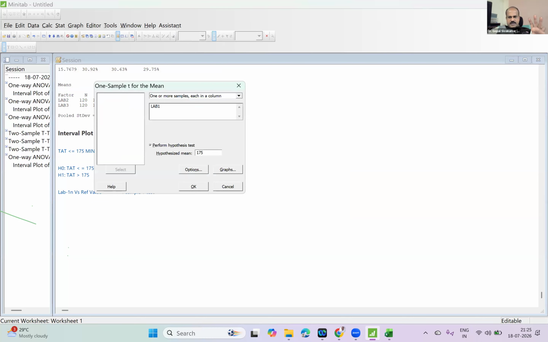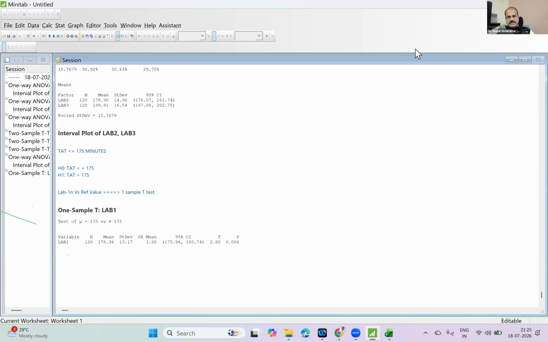If you check a sample against a reference value, the test is called a one sample t-test. Going to Options, all other things are the same. 95%, not equal to. Okay, one more okay. The one sample t-test is done. Now what is the p-value? 0.006. That means what?